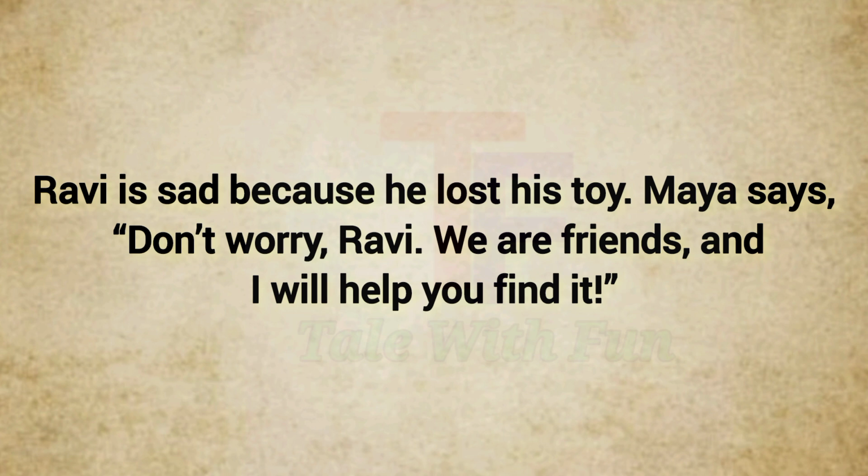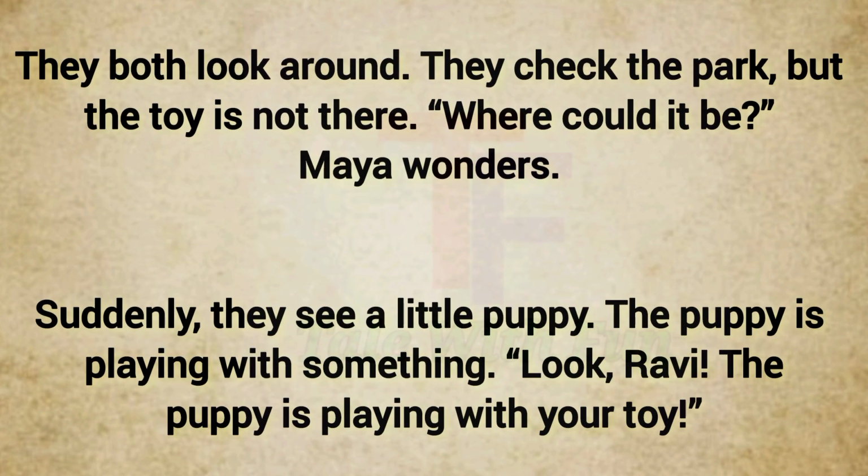Maya says, "Don't worry, Ravi. We are friends and I will help you find it." They both look around. They check the park, but the toy is not there. Where could it be? Maya wonders. Suddenly, they see a little puppy. The puppy is playing with something.